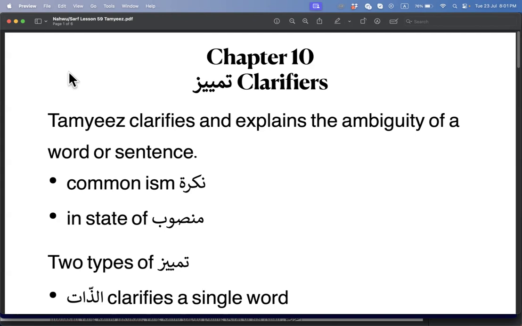So today's topic is a new topic on Tamyeez, because the last topic we did is some tafdeel. There is mention of Tamyeez also. So now we go into Tamyeez.